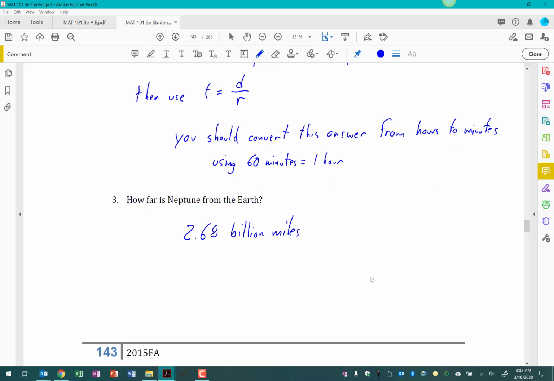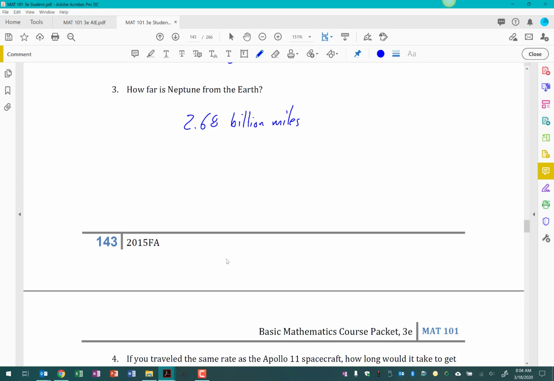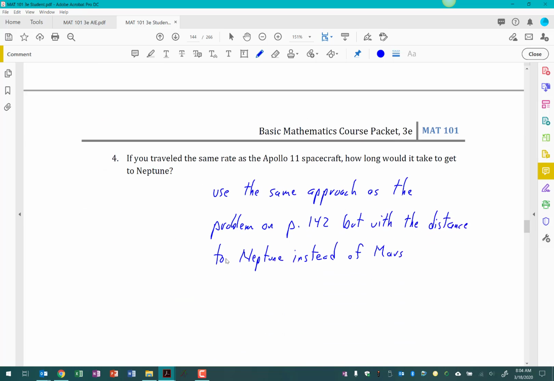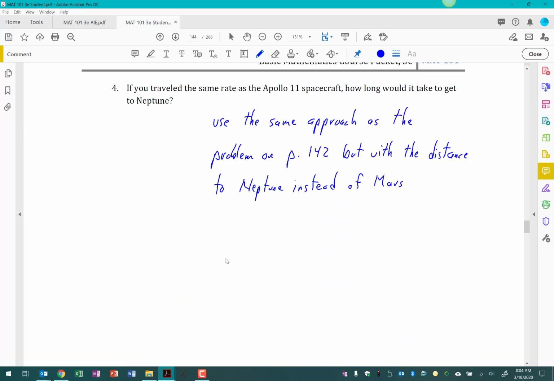Question 3 just asks you how far is Neptune from the Earth. It's 2.68 billion miles, so you'll want to make note of that. In your last question, the top of page 144, you're asked that if you traveled the same rate as the Apollo 11 spacecraft, how long would it take to get to Neptune? So you're going to want to go back to page 142 and look at the problem that we did at the top of that page. And you're going to use that same strategy, but your distance is going to be the distance to Neptune instead of the distance to Mars.